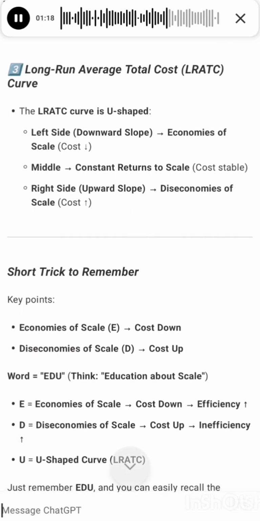3. Long-run average total cost, LRATC curve. The LRATC curve is U-shaped. Left side, downward slope, economies of scale, cost down. Middle, constant returns to scale, cost stable. Right side, upward slope, diseconomies of scale.